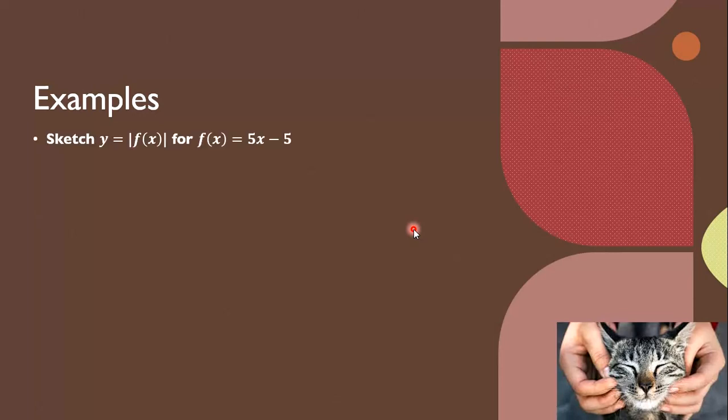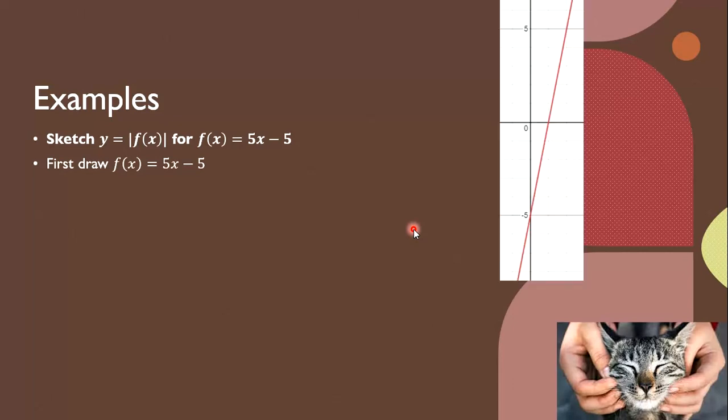Sketch y is equal to the modulus of f of x for f of x is equal to 5x minus 5. Well, how are we going to do this? So, first thing we're going to do is draw f of x equals 5x minus 5, so without the modulus. And we get a graph like this. You should be able to draw a simple straight line graph. It's from GCSE. There shouldn't be a problem there.